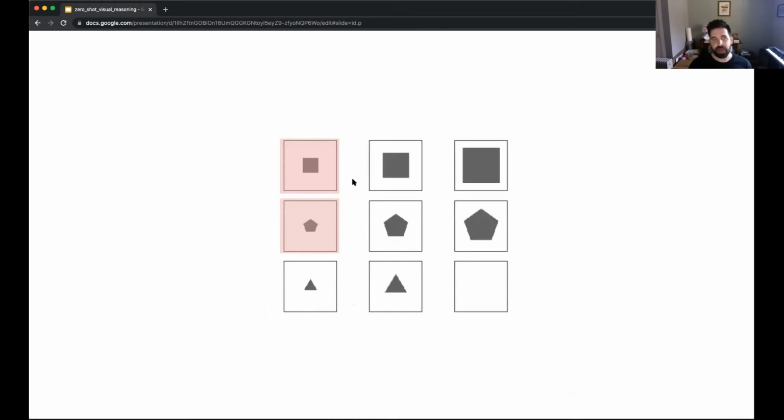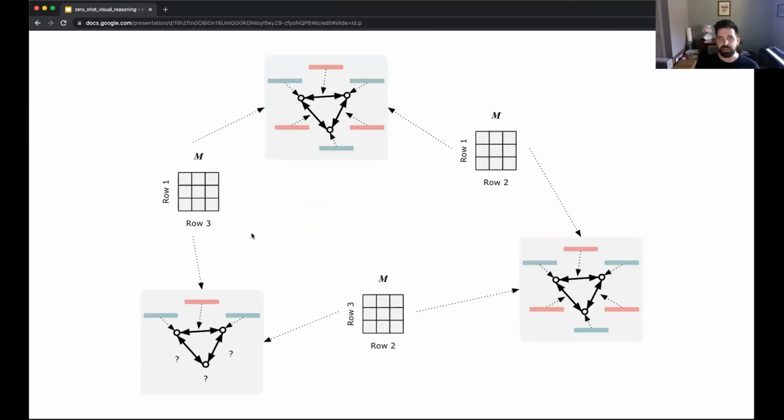That is, if the model maps these cells together and these cells together, one second, the slide's not changing. There we go. So if the model maps these cells together and it maps these cells together, the model should ideally also map these cells together. And using these parallel independent mapping processes isn't going to enforce that constraint. And then also, with this approach, it's not clear how you're going to extract any kind of common pattern that governs all 3 of the rows. And that seems kind of like an important part of solving these kinds of problems.